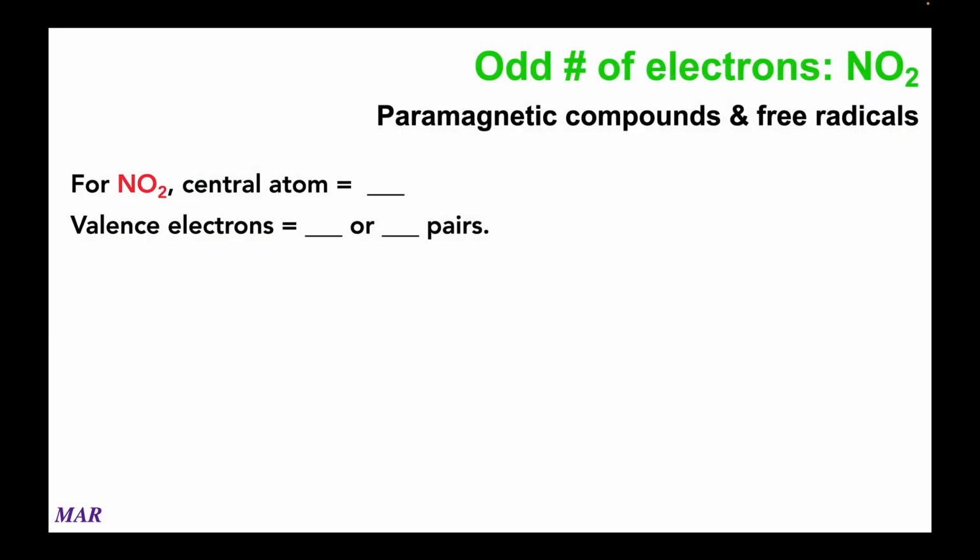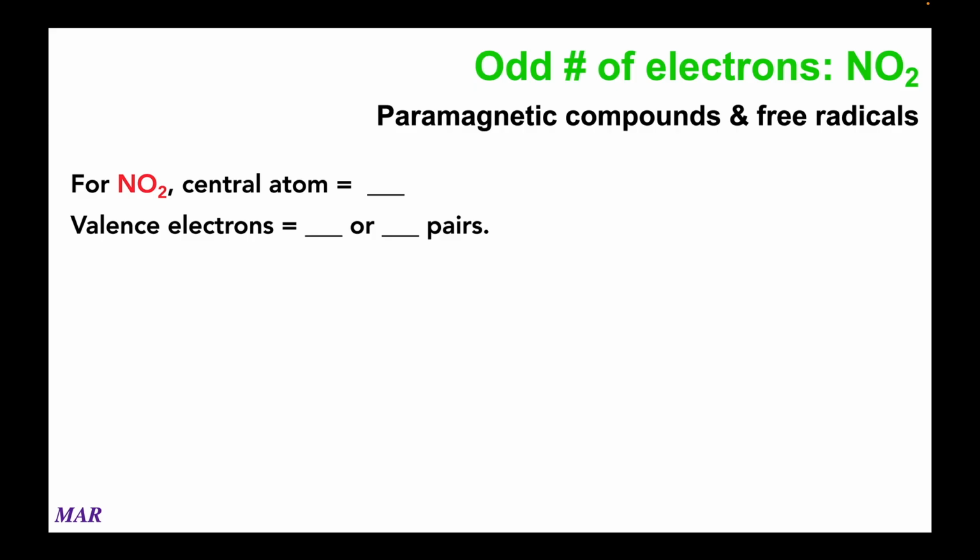All of the examples we've looked at so far have had an even number of electron pairs, but you don't have to have an even number of electron pairs. So let's talk about an example of a molecule that has an odd number of electrons, and let's look at nitrogen dioxide. If you have an odd number of electrons, it's called paramagnetic, or sometimes a free radical, and NO2 is a great example of that.